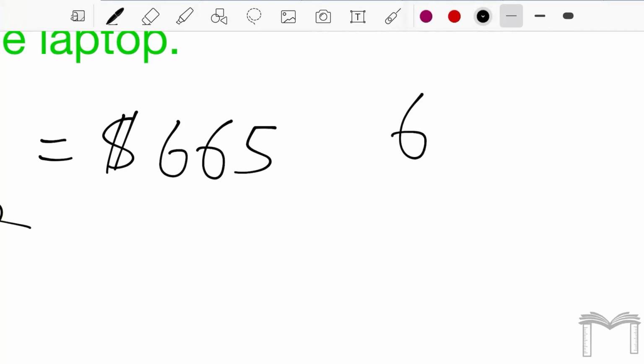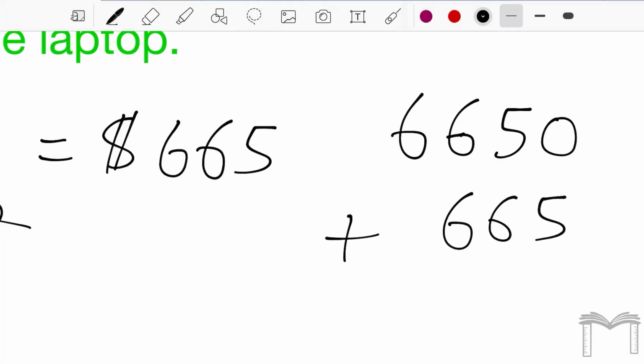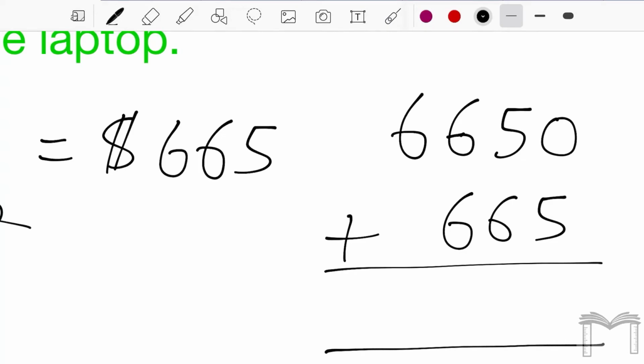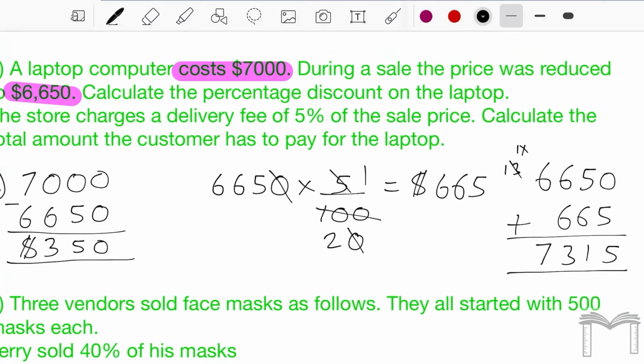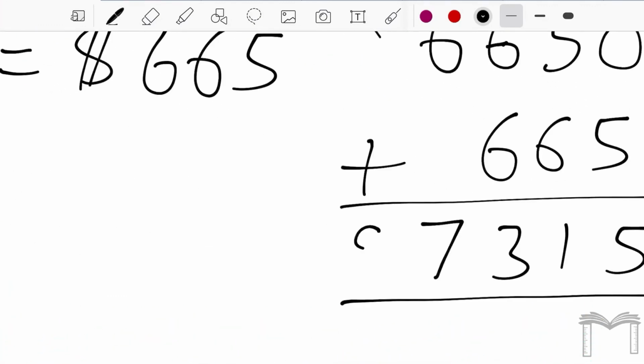So it's 6,650 plus 665. 5 plus 5 is 10. 5 plus 6 is 11. 6 plus 6 is 12, plus 1 is 13. And 6 plus 1 is 7. So the answer is $7,315. Ensure to put your $ sign.